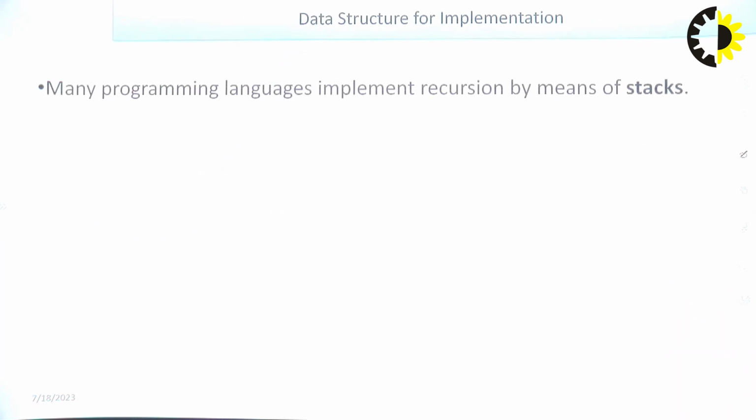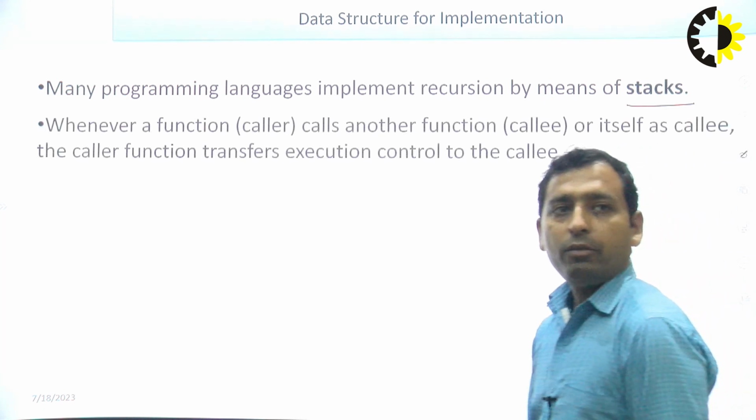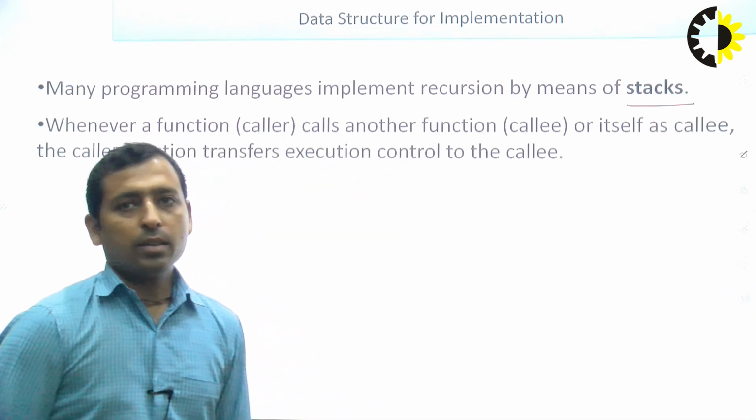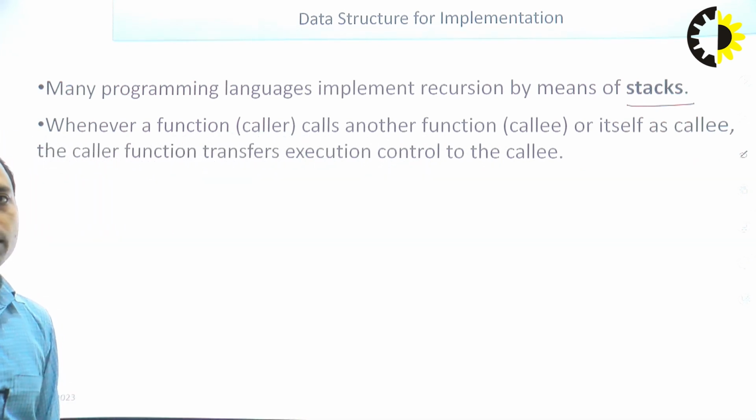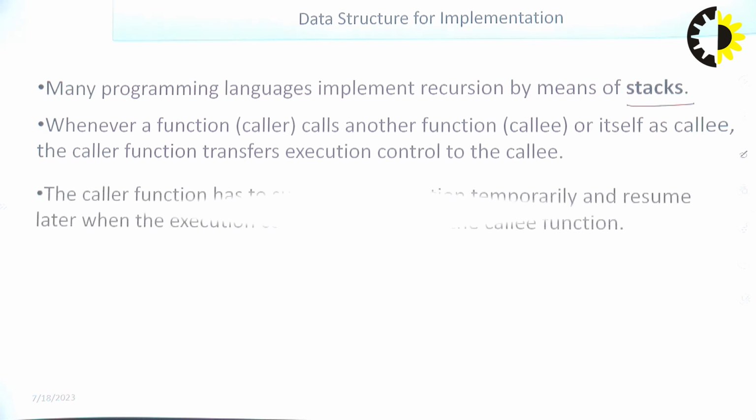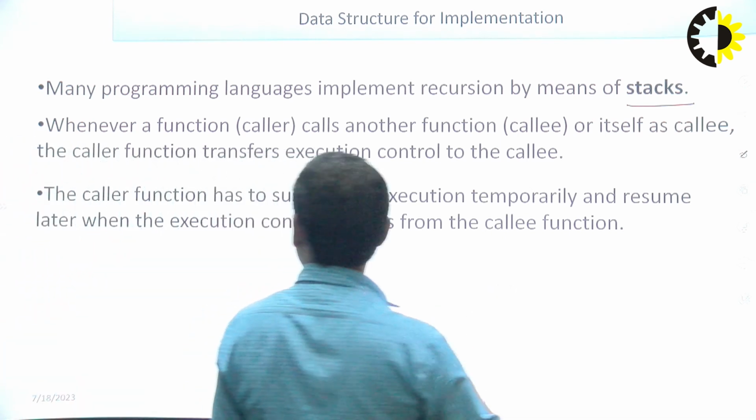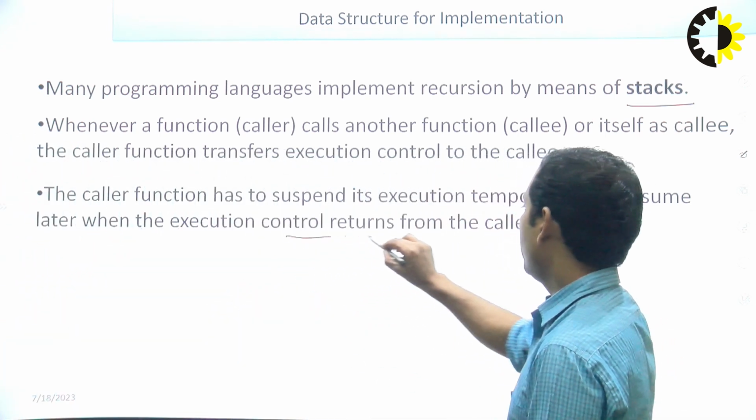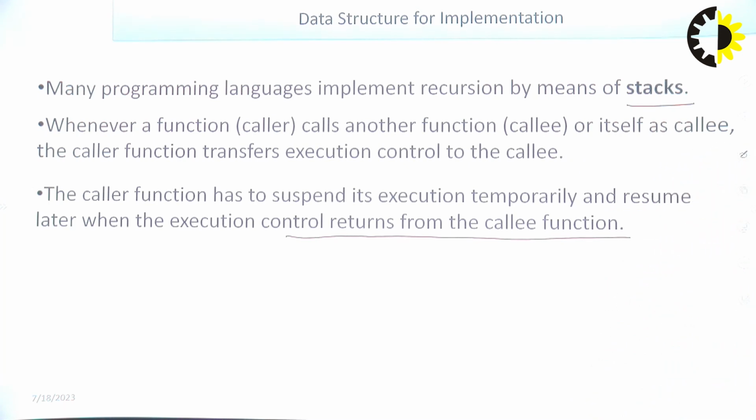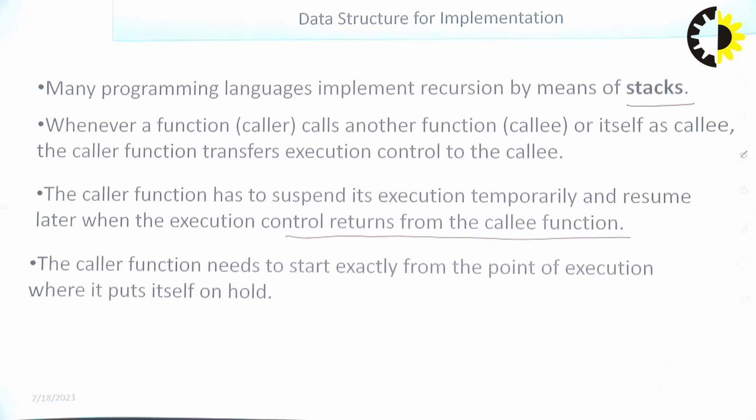Now the data structure to implement it. The main data structure is the stack. How to implement it in programming? By using a stack we can implement the recursion. Whenever a function calls another function or itself as callee, the caller function transfers execution control to the callee. We have seen already that the caller function suspends its execution temporarily and resumes later when execution control returns from the callee function. The caller function needs to start exactly from the point of execution where it put itself on hold.